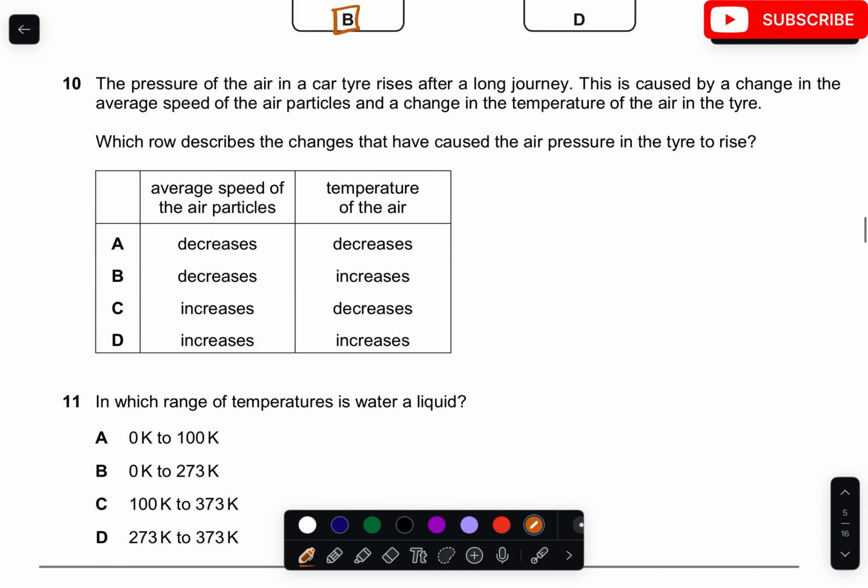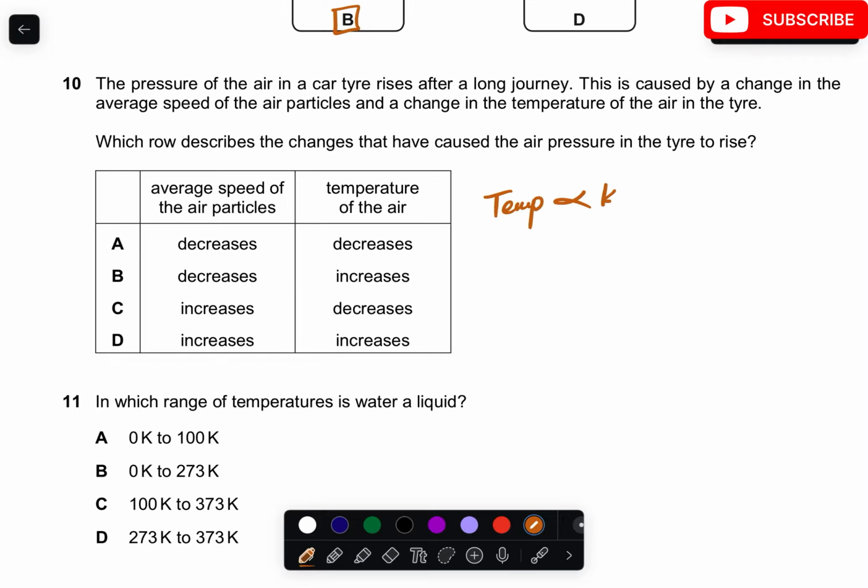Moving forward, question 10. The pressure of the air in a car tire rises after a long journey. This is caused by a change in the average speed of the air particles and a change in the temperature of the air in the tires. Which row describes the change that has caused the air pressure in the tire to rise? Okay, when the tires move, they will gain thermal energy because of the friction, right? So the temperature will increase, and we know temperature is directly proportional to the kinetic energy. So you can say they will gain average kinetic energy and the particles' temperature will also increase. That's option D.